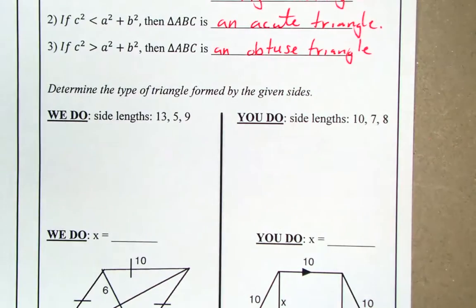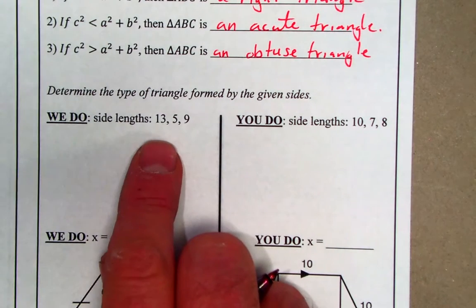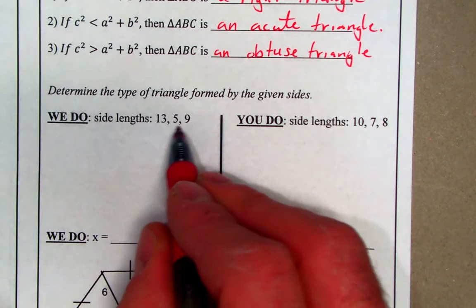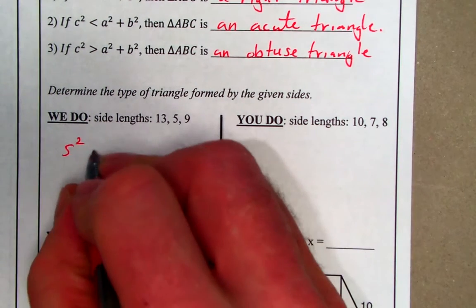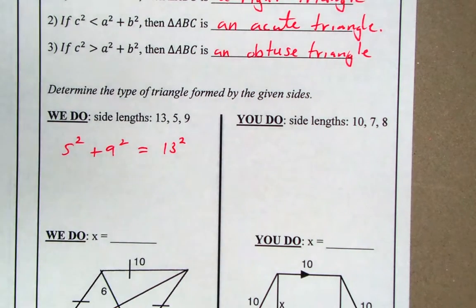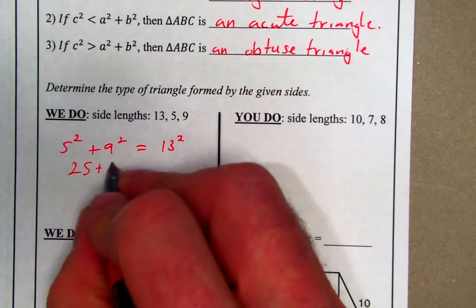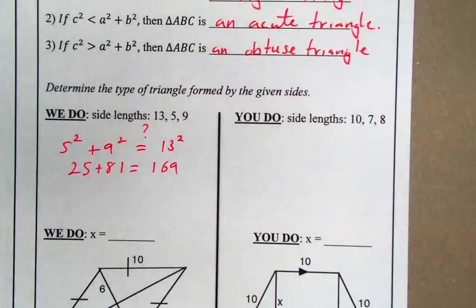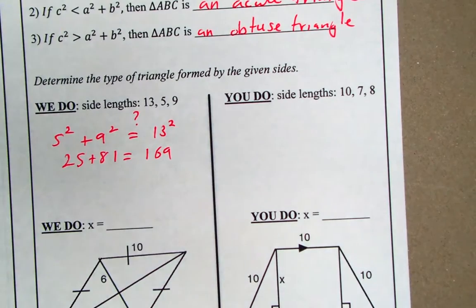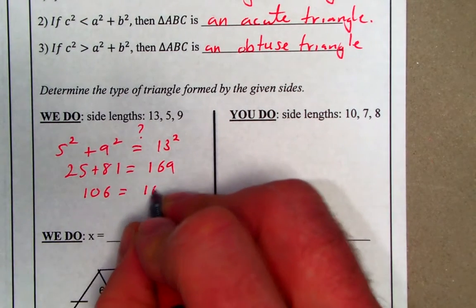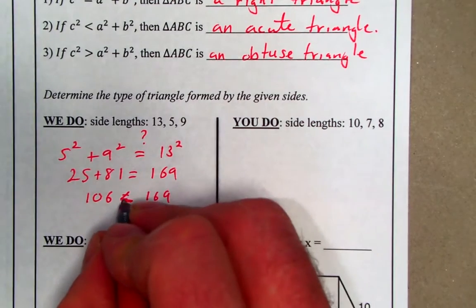Right, so if I give you 3 lengths, maybe they're in a family, maybe they're a Pythagorean triple, or maybe this represents a different kind of triangle. The largest always is your c. So it doesn't matter which one's a and b, but the largest is c. So we say, does 5 squared plus 9 squared equal 13 squared? Okay, so 25 plus 81 equals 169. Remember, we're questioning: are they equal, or less than, or greater than? Well, here we get 106, and that is not equal to 169. That is actually less than.